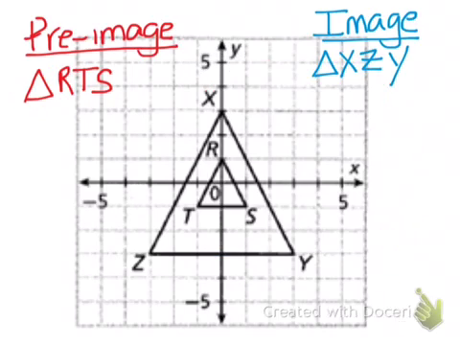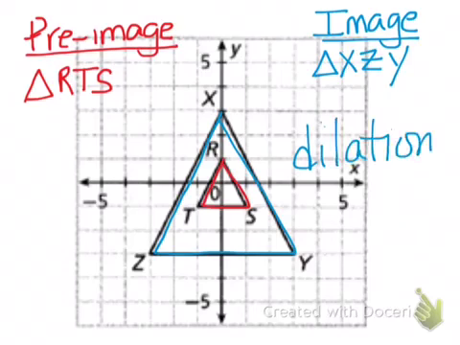All right, let's look at the next example. Here, the pre-image is going to be triangle RTS, that would be here, and the image is going to be XZY, which would be here. If I look at them, they do look similar to me. The angles look the same, the sides look proportional, so I would say what sort of transformation took place? To me, I can tell that RTS is much smaller than XZY, so I know that that transformation is going to be a dilation.